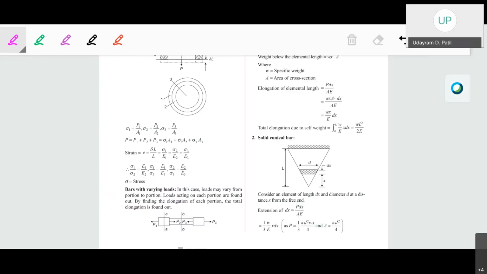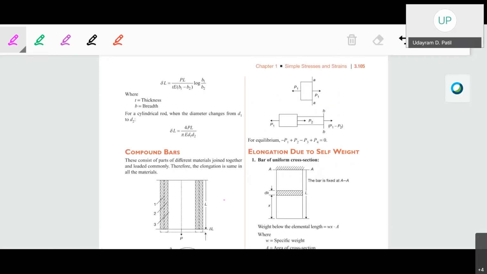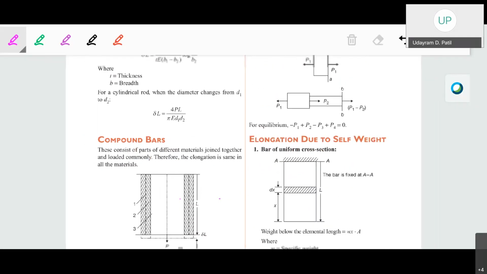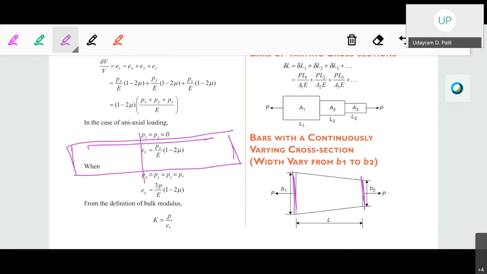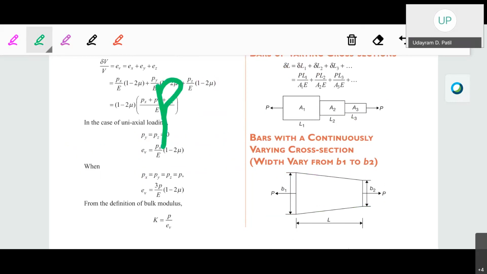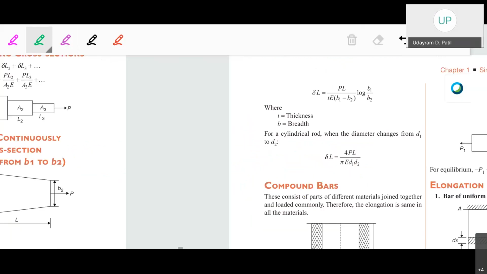Before that, also, simple numericals will be there on the bars with continuously varying section. Means the diameter of the bar at one end will be different from the diameter at the other end. So the cross-section area of that particular bar we cannot take as uniform. Therefore the formula P L upon A E that we used, we cannot apply, as the area of that particular section is not uniform. So in that case the next formula should be used.